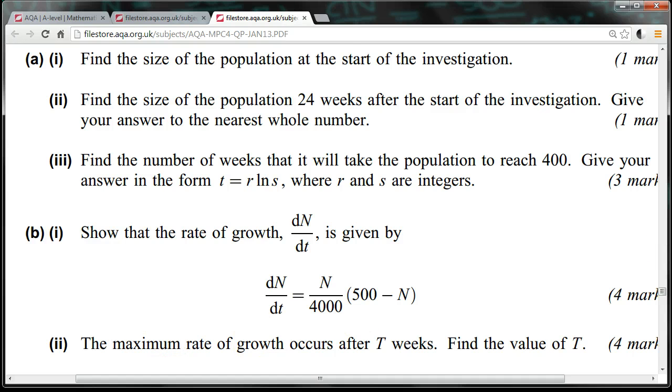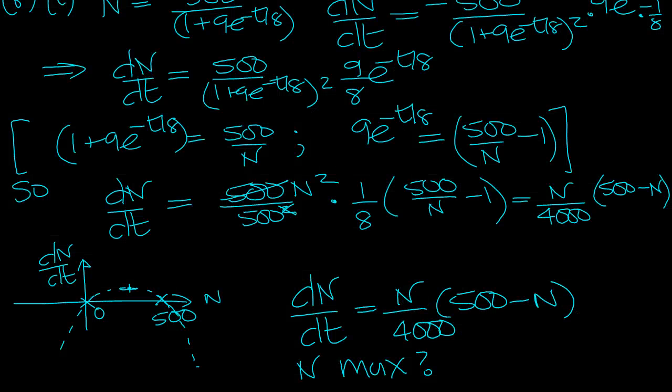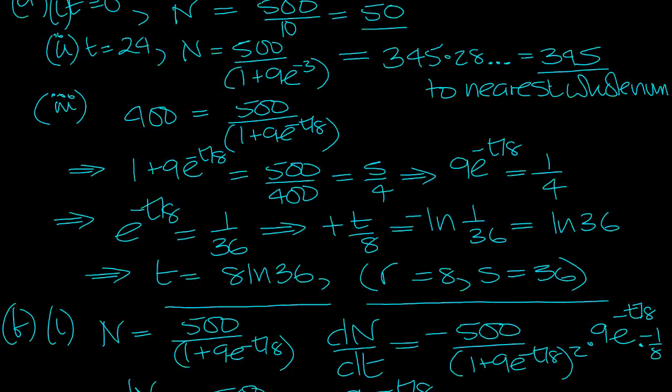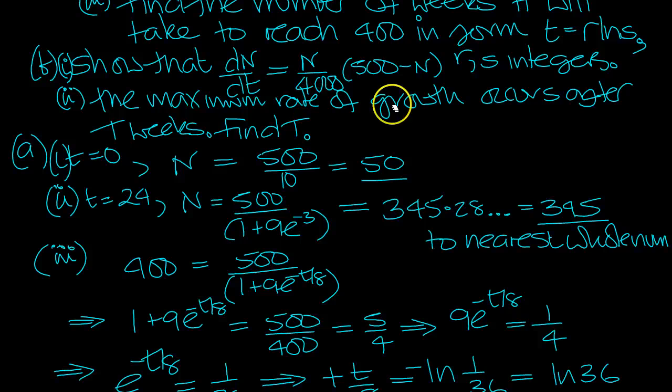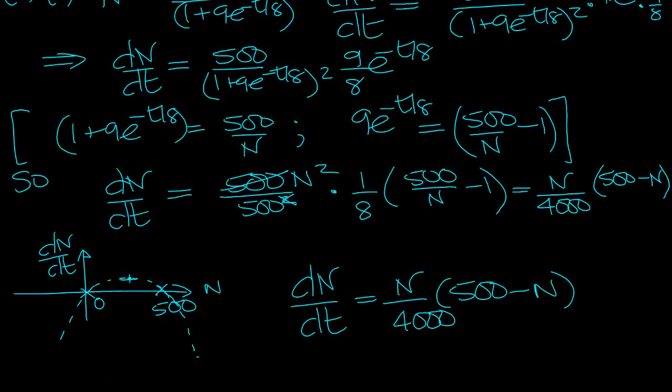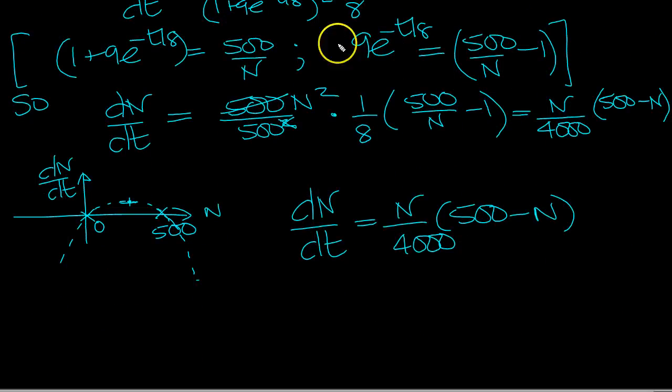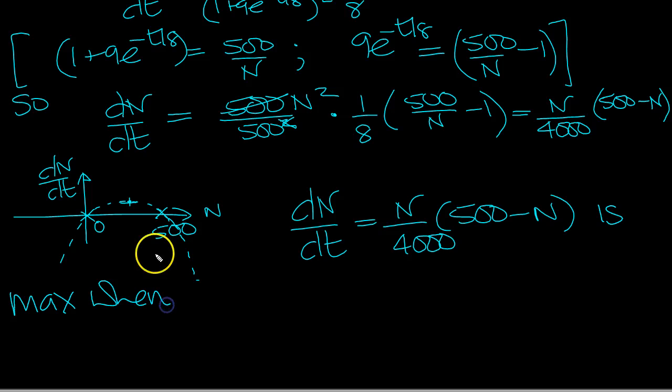So the rate of growth is what we want. When is that maximum? Not n. So I read the question down wrongly. Written it down wrongly, I think. The maximum, oh no, the maximum rate of growth. So when is dn dt maximum? So this is maximum when, well, from the quadratic, and this is a quadratic, there's symmetry, max here, so n would equal 250.